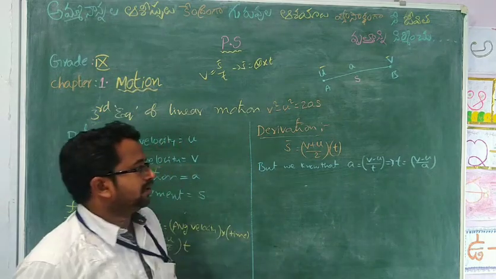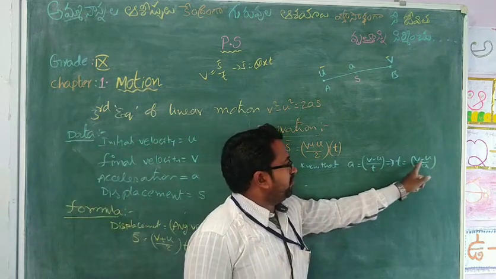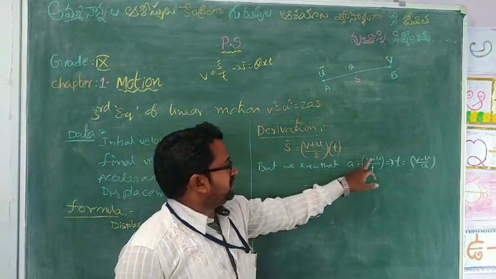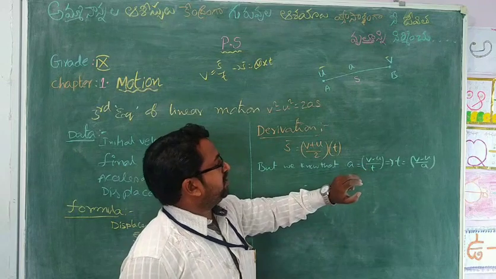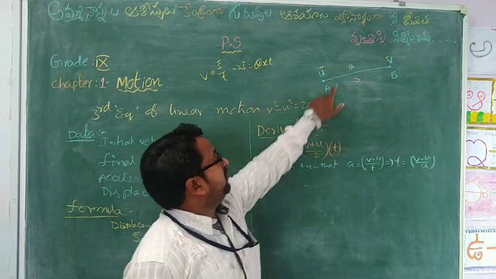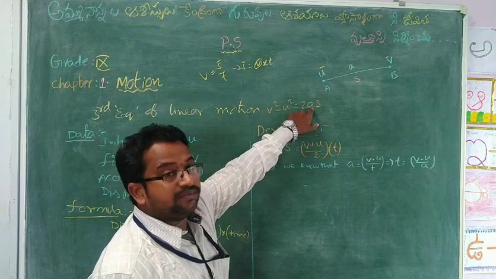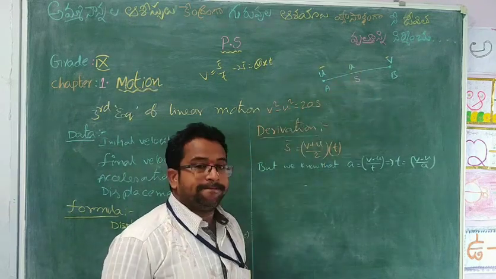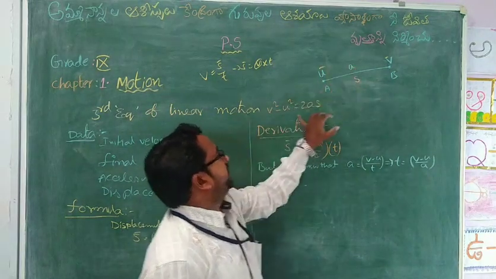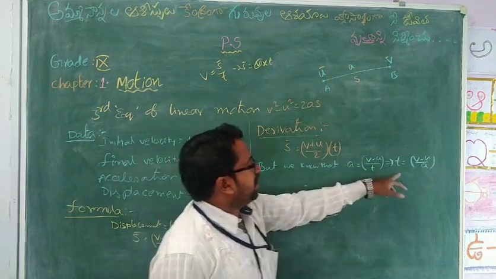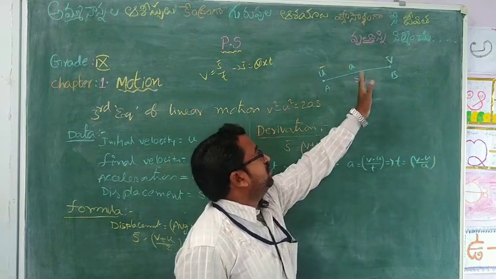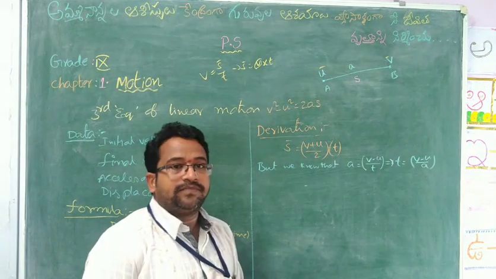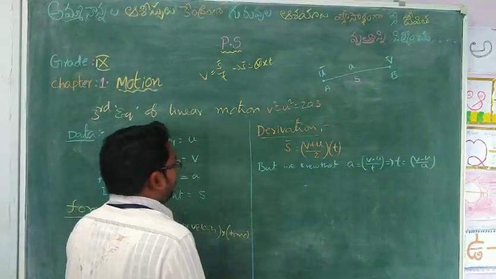So, instead of T, what can we write? V minus U by A. Are you following? We know that acceleration is V minus U by T. But what is the requirement? T. Because in the given expression there is no T. So, T should be substituted in terms of V, U, A, S and so on, because in the given formula there is no T. So here, V minus U by A is the formula for T. Clear? Right.